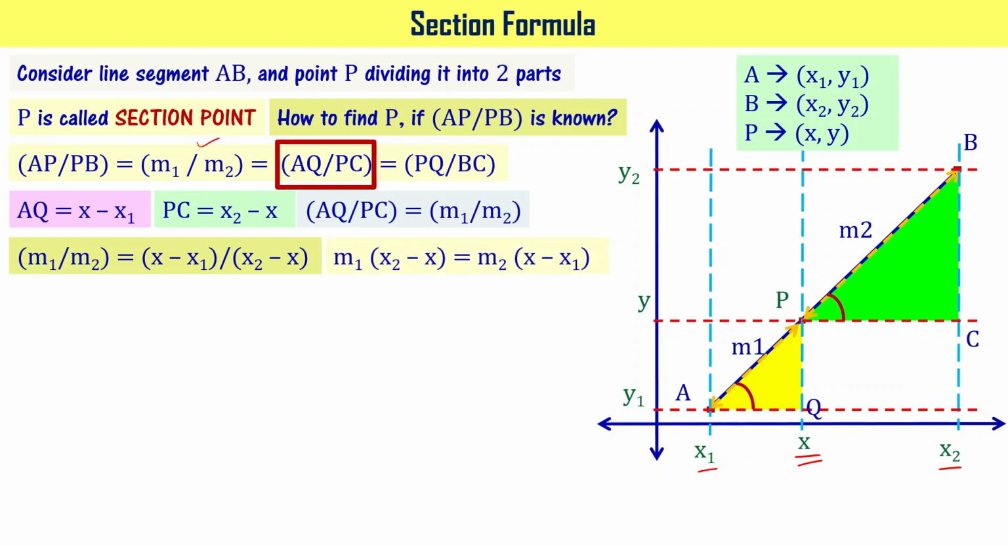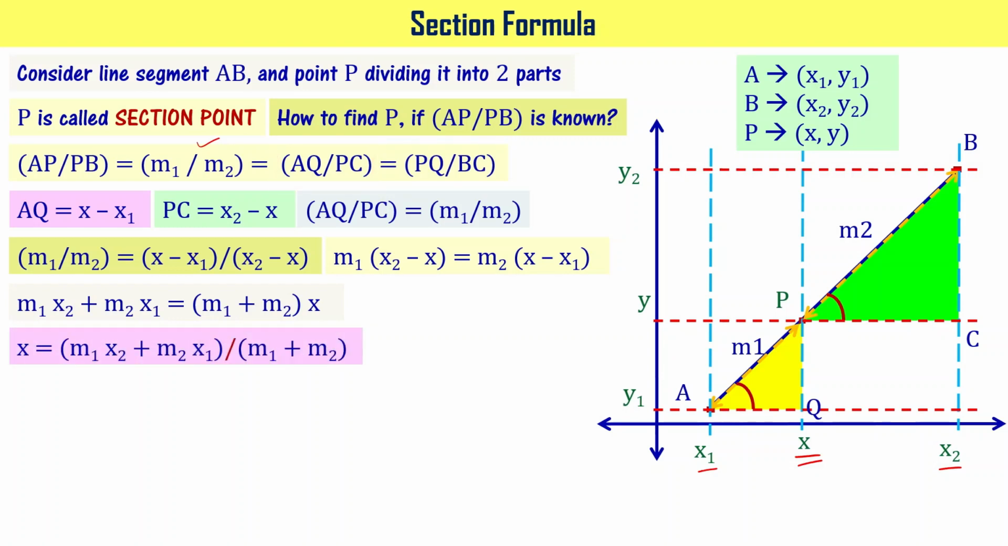When I say cross multiplication, I'll get m1 times x2 minus x equal to m2 times x minus x1, right? Let's further rearrange this equation so that I can write it as m1 x2 plus m2 x1 equal to m1 plus m2 times x. Let me rearrange this such that I can write x equal to m1 x2 plus m2 x1 divided by m1 plus m2, right? Please take a note of this formula: x equal to m1 x2 plus m2 x1 divided by m1 plus m2.